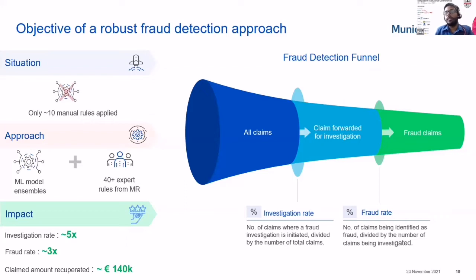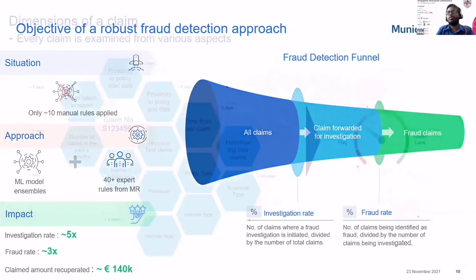Then we used machine learning models, both supervised and unsupervised approaches, to come up with a more predictive modeling approach. Finally, this in turn improved their investigation rate. We improved their current investigation rate almost 5 times, and the end fraud rate almost 3 times. And when we calculated the estimated claim amount that could be replicated because of our action rate, we had close to 150,000 euros. So this was the final impact created by our engine, the analytical use case here.